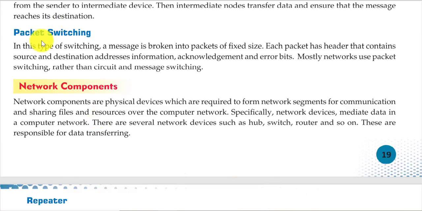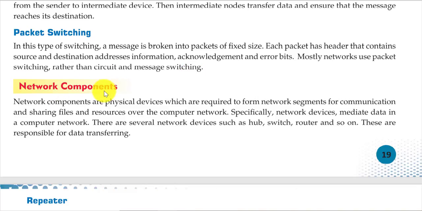And the third one is packet switching. In this technique, a message is broken into packets of fixed size. Each packet has a source and a destination address, and they are of fixed size. Mostly networks use packet switching rather than circuit and message switching.